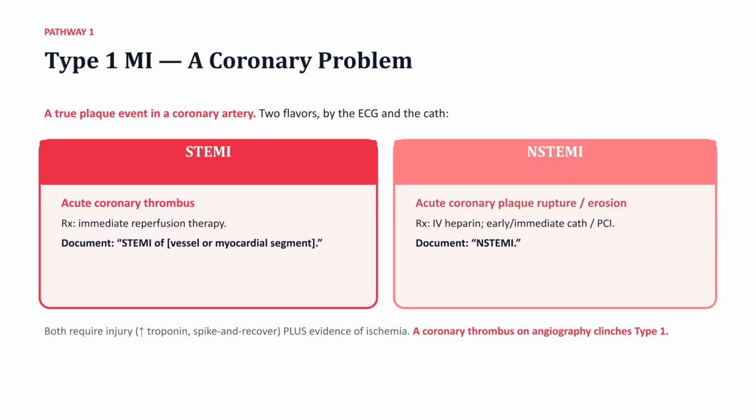Type 1 MI is a primary coronary problem. A STEMI involves an acute coronary thrombus requiring immediate reperfusion, documented by vessel or segment. An NSTEMI is caused by plaque rupture or erosion and is managed with heparin and early intervention. Both require injury and evidence of ischemia.